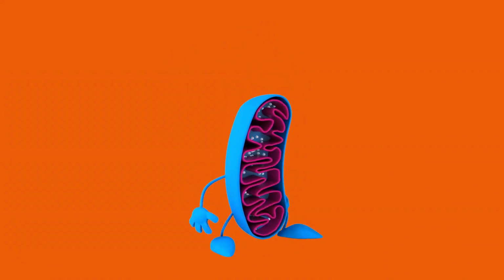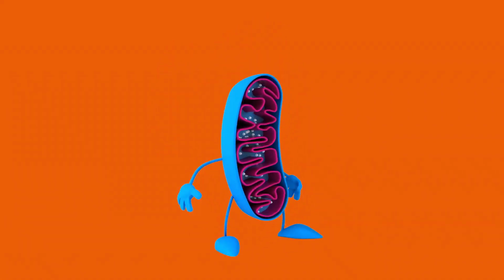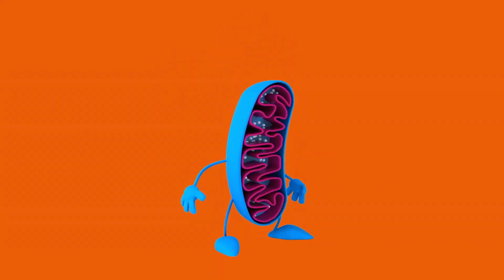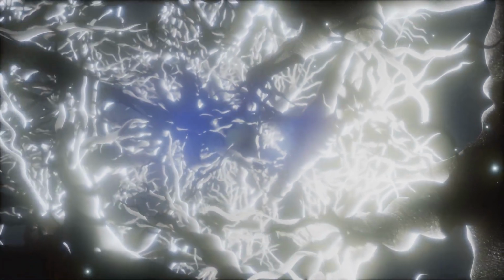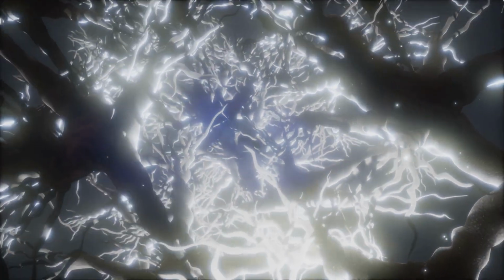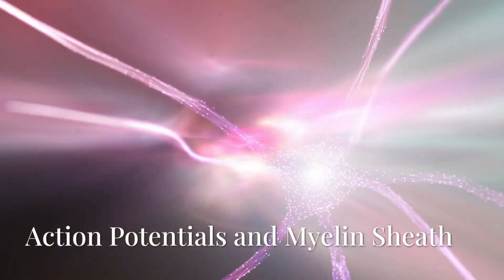The sodium-potassium pump actively transports 3 sodium ions out and 2 potassium ions into the cell using ATP, maintaining concentration gradients and the resting membrane potential. Factors contributing to the resting membrane potential include ion concentration gradients, membrane permeability, and active transport, for example, the sodium-potassium pump.